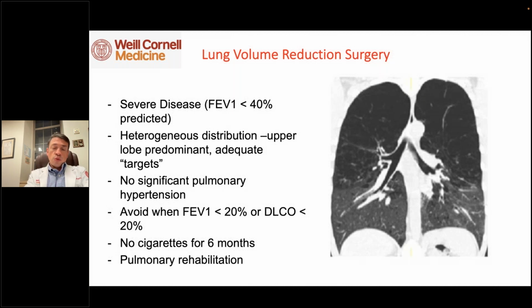Why? Because as we will see soon, many patients are not candidates for valves due to various reasons, usually anatomical related. We know from the NETT trial that the phenotype we're looking for with LVRS is patients with upper lobe emphysema, FEV1 of more than 20%, non-smokers, and patients who have undergone a pulmonary rehab program. So for LVRS, we do ask patients to undergo pulmonary rehab before we move forward.